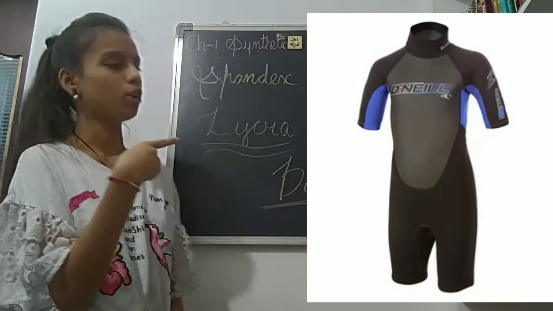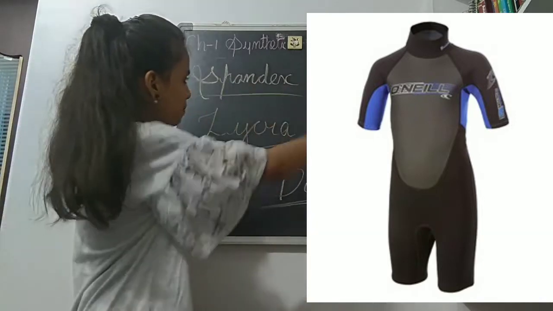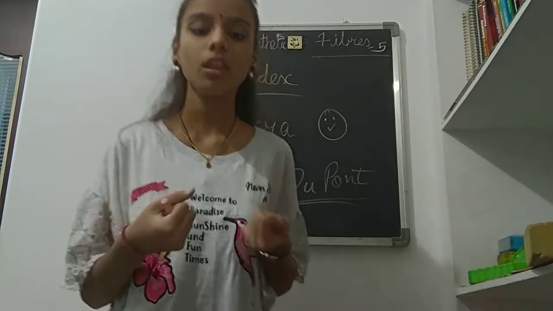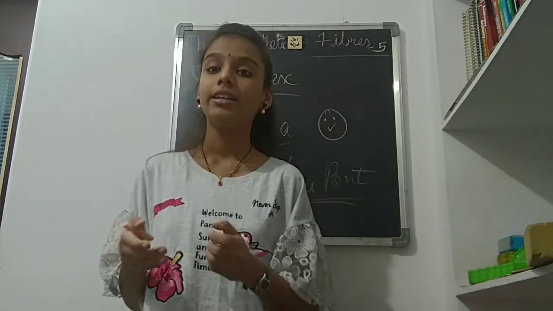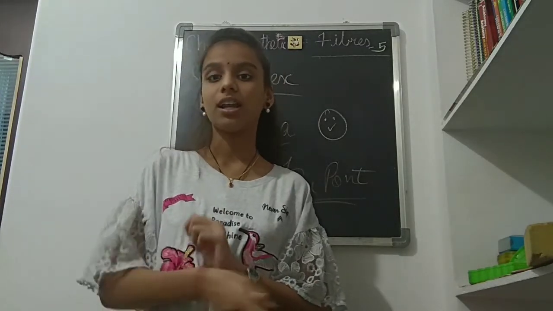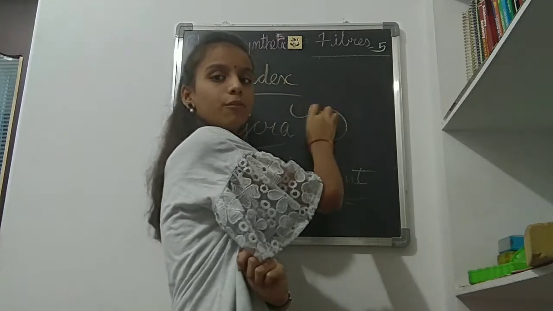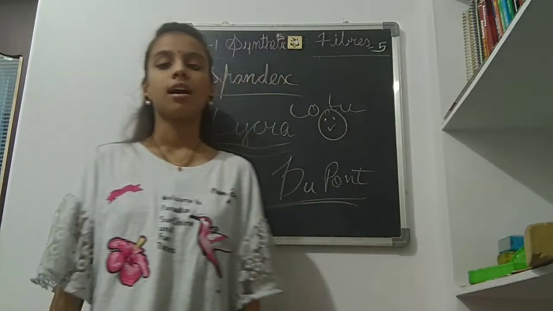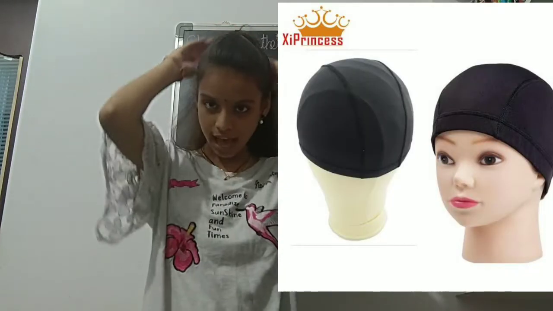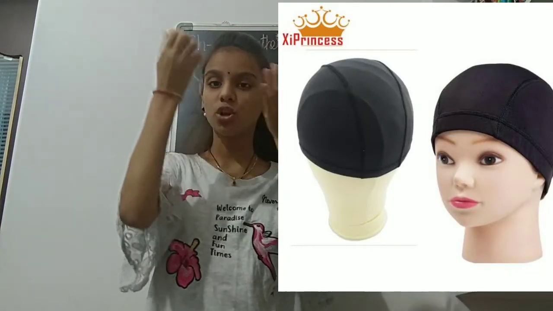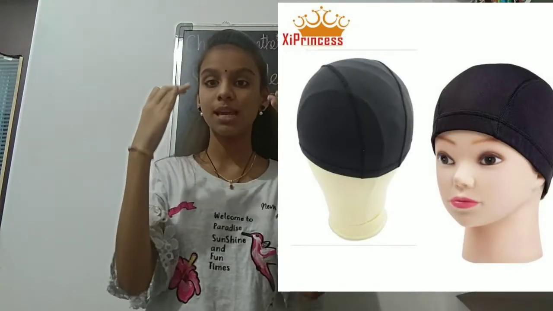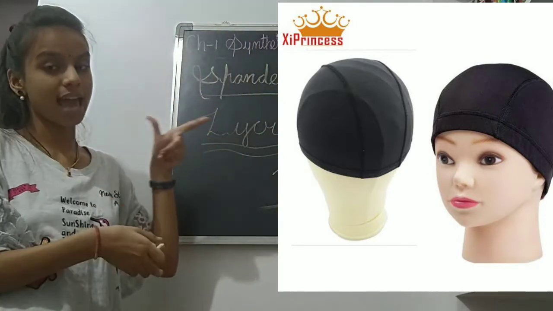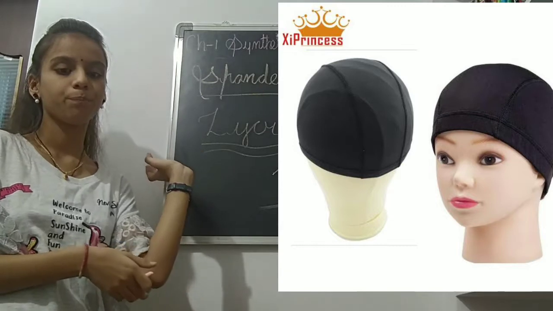Small kids' swimming costumes are also made of spandex. It also needs snug fitting. And next, spandex is also mixed with natural fiber, cotton, to make caps. Some caps we keep are not normal hats or caps, but special spandex caps. See, this is a black spandex cap from the front side and back side.